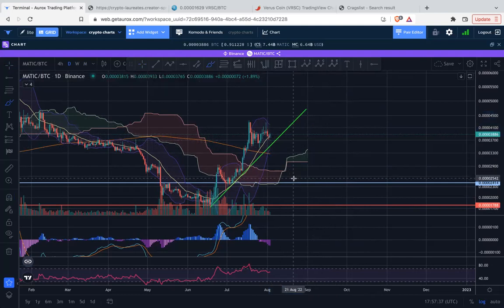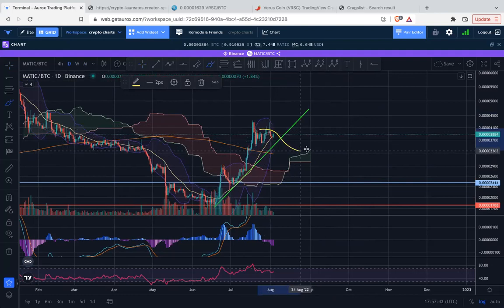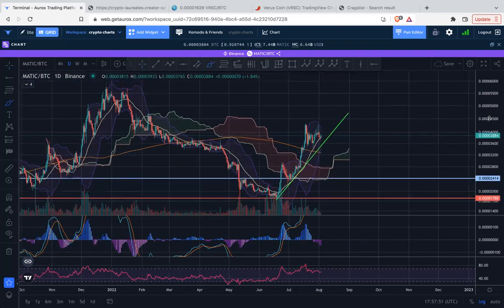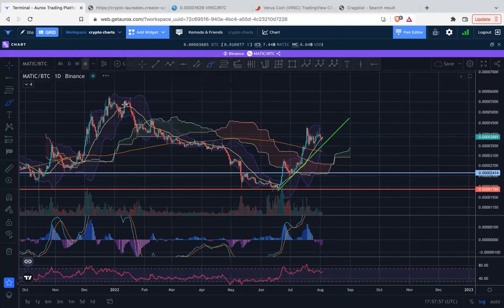But, you know, a big move has been done, and it looks like it's going to want to come down and test the Ichimoku cloud, the 200-day moving average, and try and stay above that. I think that would be your best case scenario if you're breaking down this uptrending support. So that's Polygon on a daily price chart.